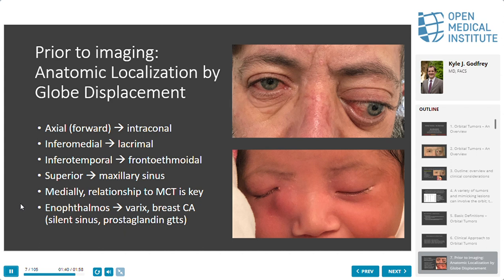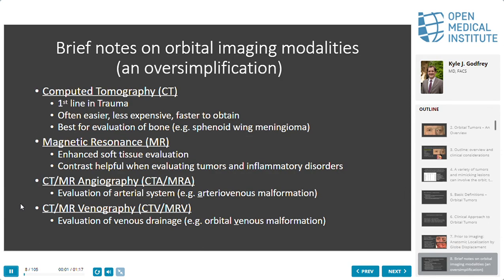The other important thing for glaucoma patients to think about is prostaglandin analog drops causing fat atrophy and sinking in of the eye, or silent sinus syndrome, where the maxillary sinus collapses and pulls the eye in. So I think that differential just in your mind for spontaneous enophthalmos may be helpful in approaching patients who could potentially have an orbital tumor. So just a few thoughts before we again get into some of the tumor types on imaging.